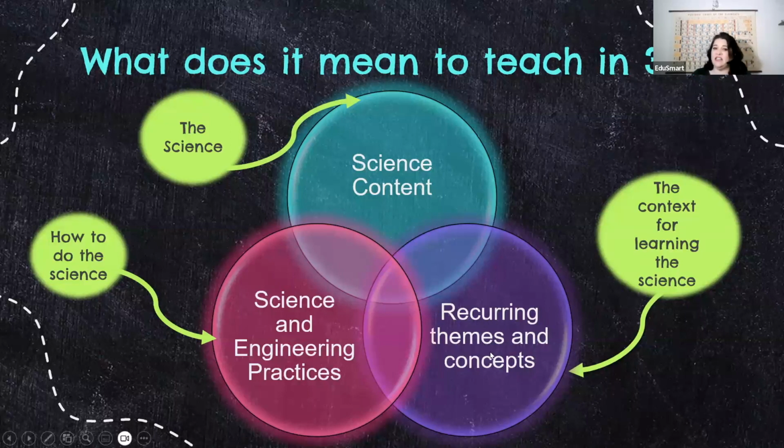Now, we've actually done a lot of this. These are things like patterns, structure and function, scale and quantity, and systems thinking. We've done this implicitly. What we're asking now is to do this more explicitly. So we're giving them the lens of how we can learn this science and why it's important and where it fits within their context of learning. So all of those put together is what it means to teach in 3D.